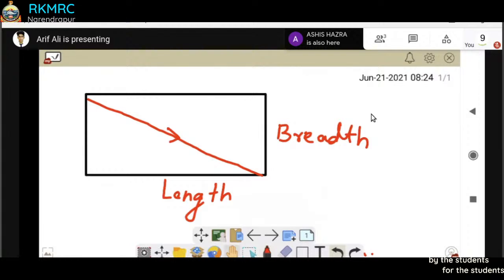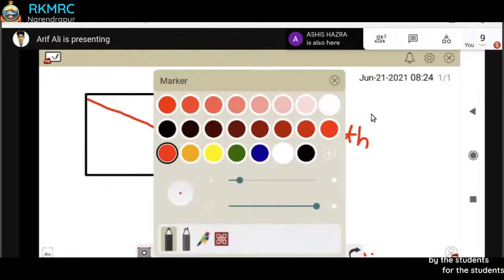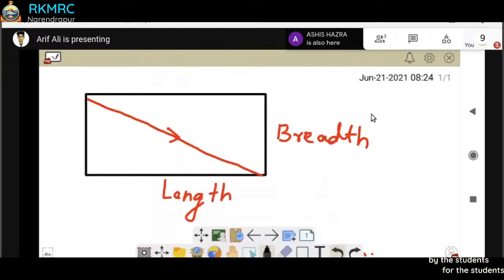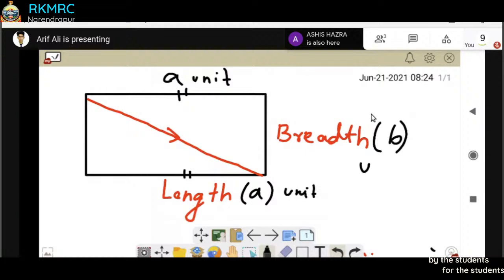So let us consider this length as A, breadth as B. So if this is your length, then this is also A unit, and these two are unit B. So these two are equal.